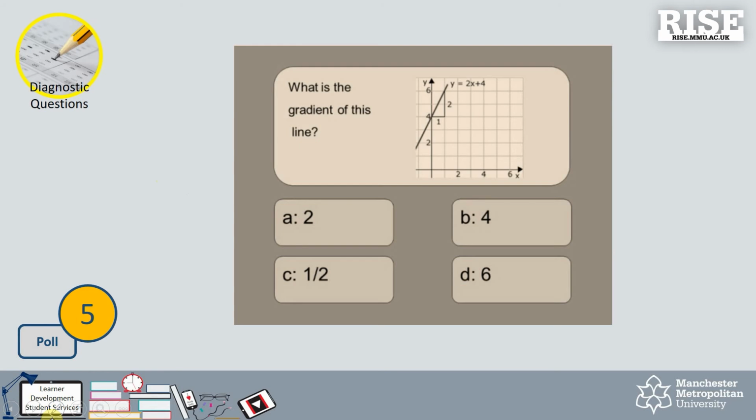What's the gradient of this line? Again, they've given me the change in y and the change in x, so I just do 2, which is my change in y, divided by 1, which is my change in x. That's just 2. The correct answer is A.